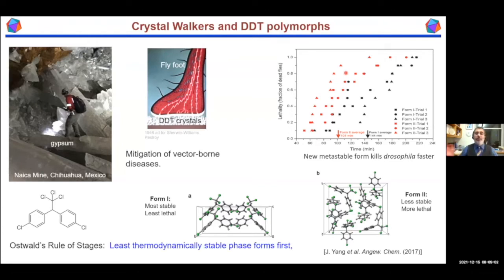So everyone knows the Ostwald rule of stages in crystal formation. The least thermodynamically stable phase is the one that forms first. And you can imagine a corollary on lethality of contact insecticides, which is that a metastable or thermodynamically less stable phase is one that's going to be more lethal, kill the fastest.